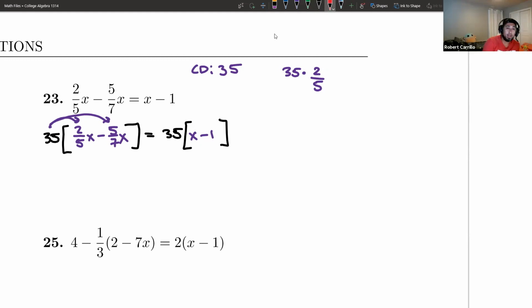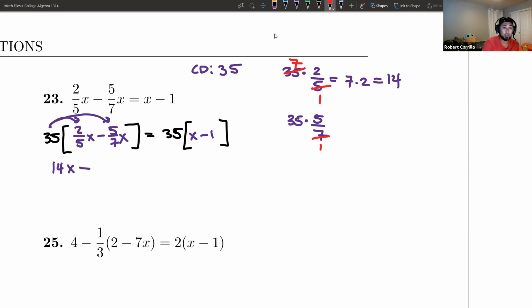5 goes into 35 how many times? 7. And then you're left with 7 times 2, which gives us 14. So this means for the very first distribution, we are going to get 14x minus, let's do it again, 35 times 5/7. We can cross cancel this one, just like the last one above.